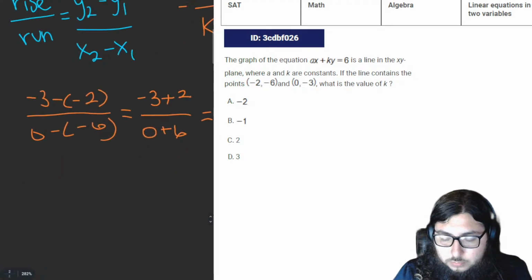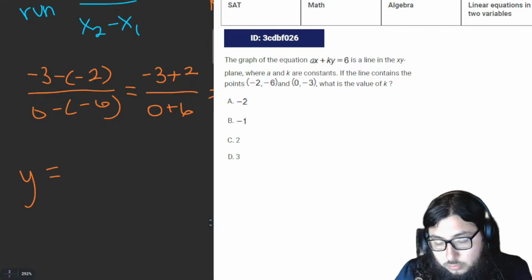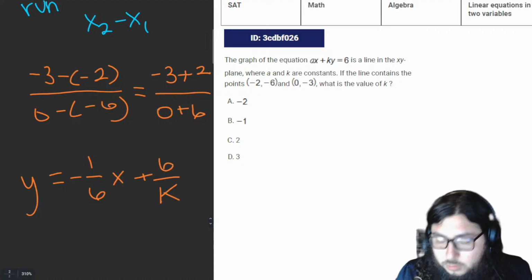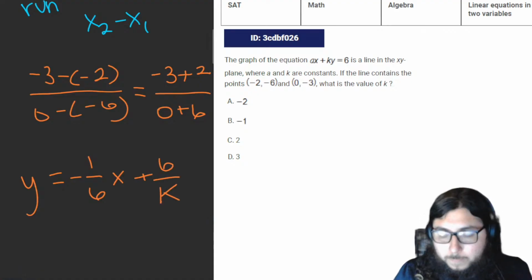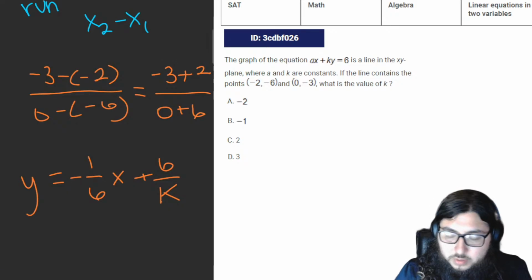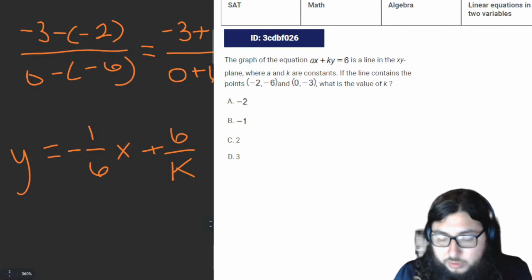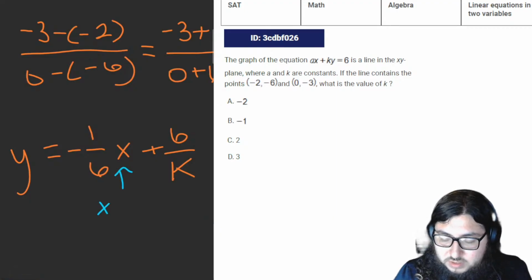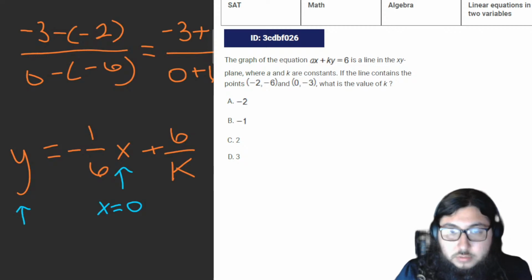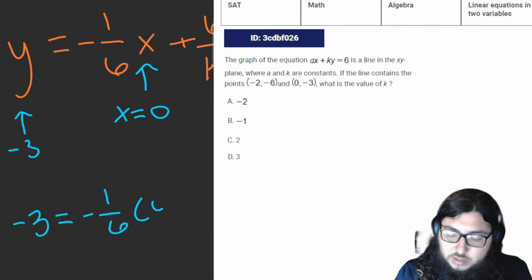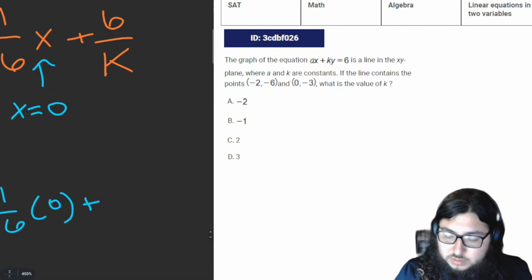And then we can substitute y is equal to negative 1/6 x plus 6 over k, and substitute 2 points, or 1 point rather, for x and y. So we can choose 0, negative 3, or we can choose negative 2, negative 6. I think it's easier to work with 0, negative 3. So let's try that. We'll say x is equal to 0 and y is equal to negative 3. So we'll rewrite this as negative 3 is equal to negative 1/6 times 0 plus 6 over k.